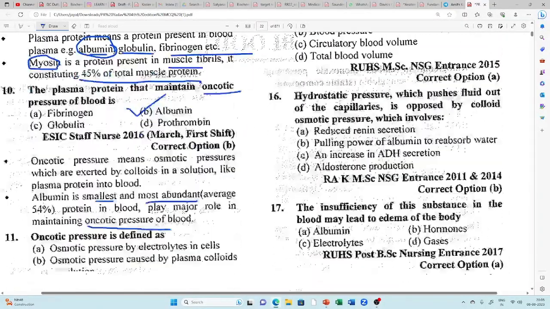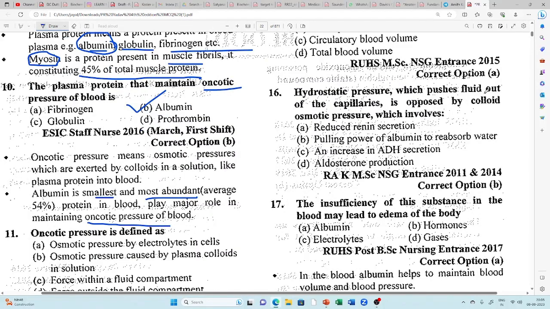Next question: hydrostatic pressure, which pushes fluid out of the capillaries, is opposed by colloid osmotic pressure, which involves the pulling power of albumin to reabsorb water. What is meant by hydrostatic pressure? This is a blood vessel with blood inside. The water in this blood has a pressure to move out of the blood vessels. That pressure is known as hydrostatic pressure.